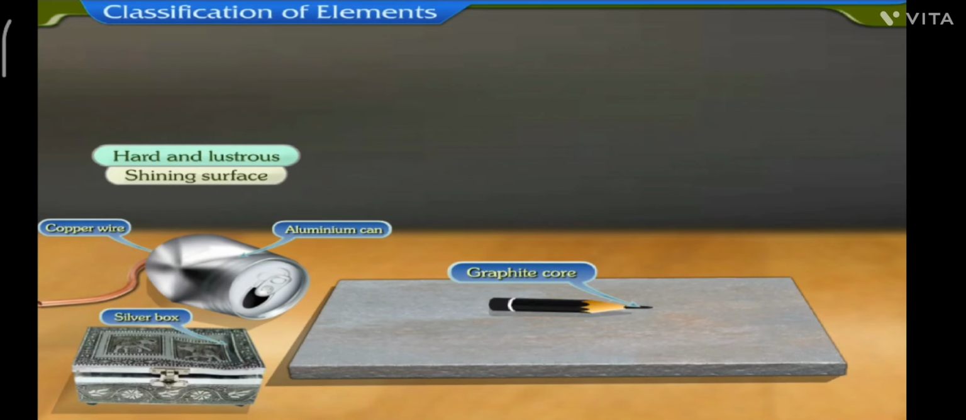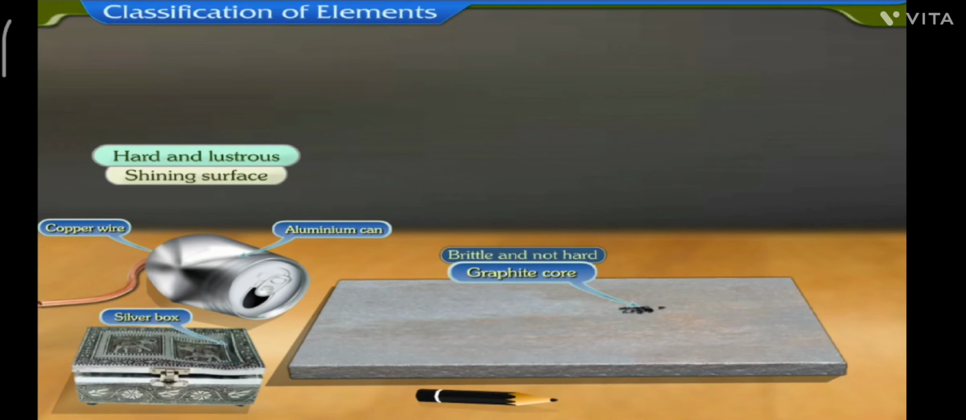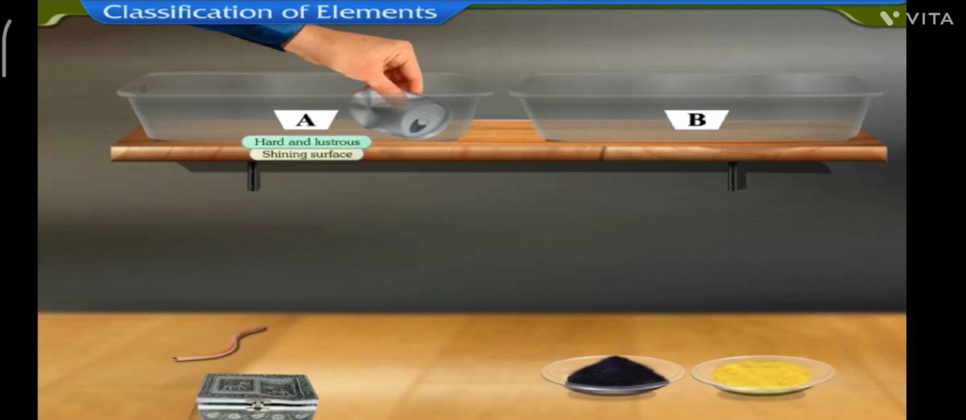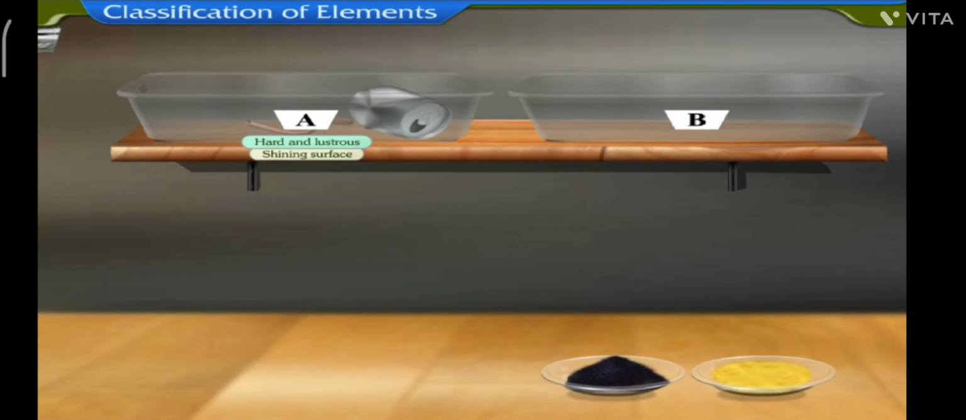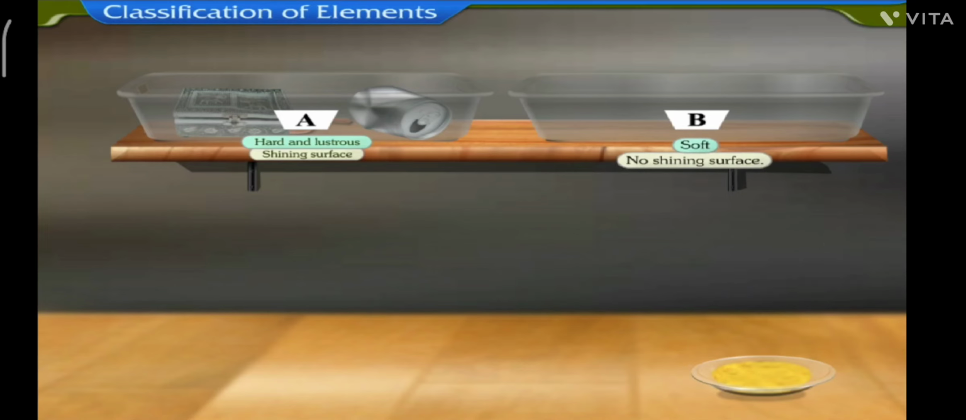Graphite core also has a shiny surface but is brittle and not hard, so we will not pick it up. Now, put these objects in the basket A. Observe the remaining objects. Well, sulfur powder and coal powder are soft and do not have a shining surface. Put these objects in the basket B.